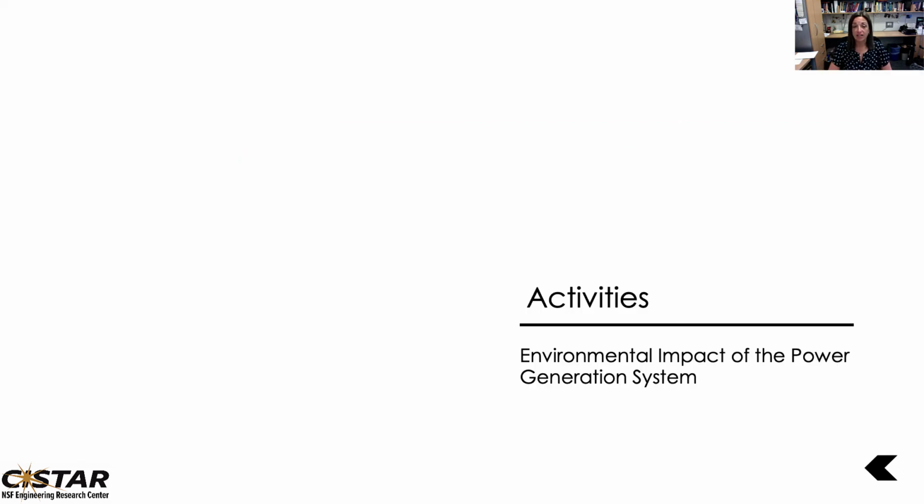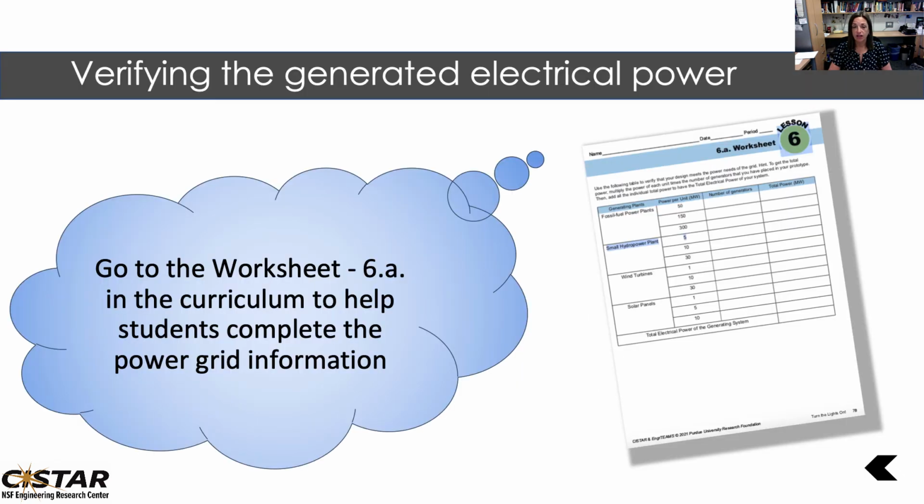Now, let's take a look at the worksheets that will support the students' learning during the lesson. Take some time to check each of the worksheets and also the answer sheet and rubric. In this activity, students will calculate the total power generated by their design. It should be 280 megawatts or higher.